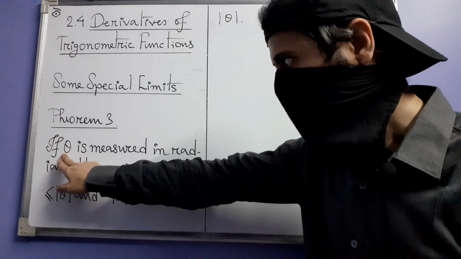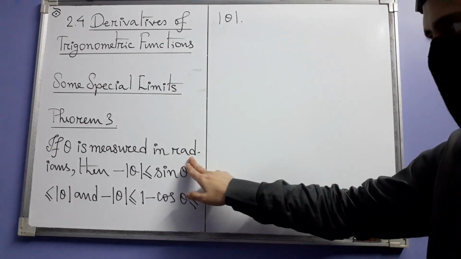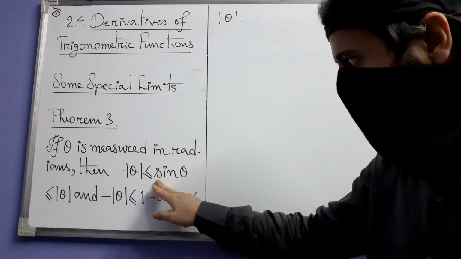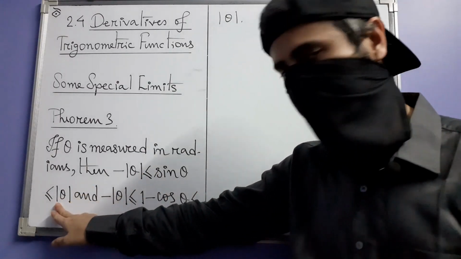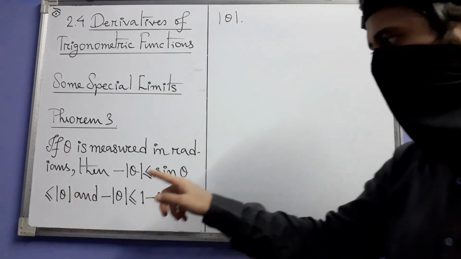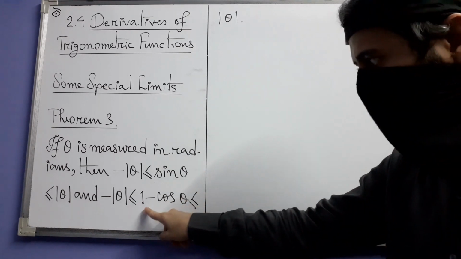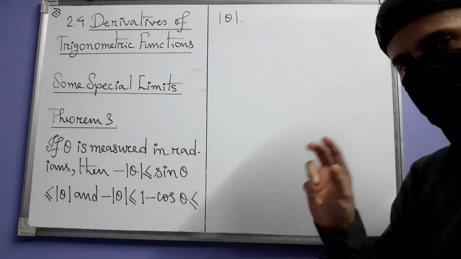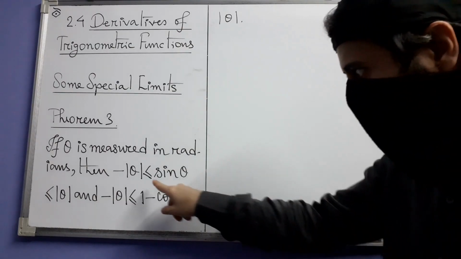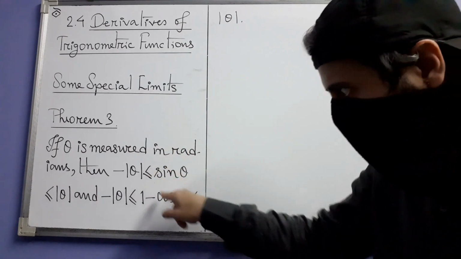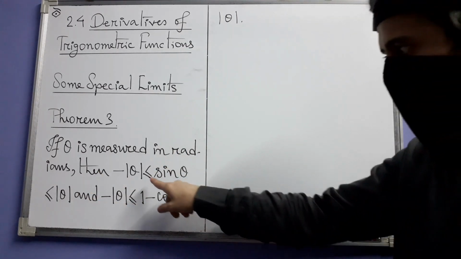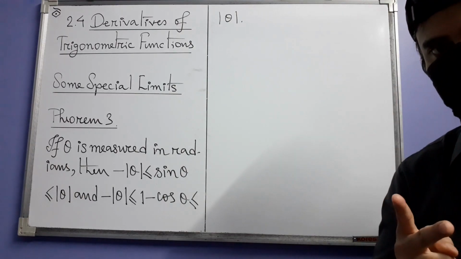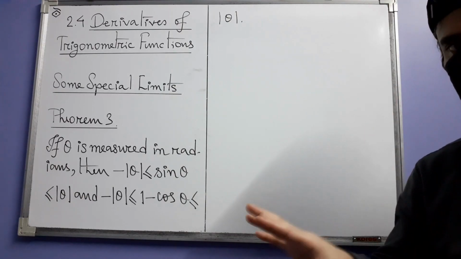It states that if theta is measured in radians, then minus mod theta is less than or equal to sine theta, which is less than or equal to mod theta, and these same two numbers trap 1 minus cos theta between them. I have changed the inequalities slightly. In the book you will see strict inequalities, less than. I have allowed for equality here because I am considering 2 extra values, which the book doesn't really consider.